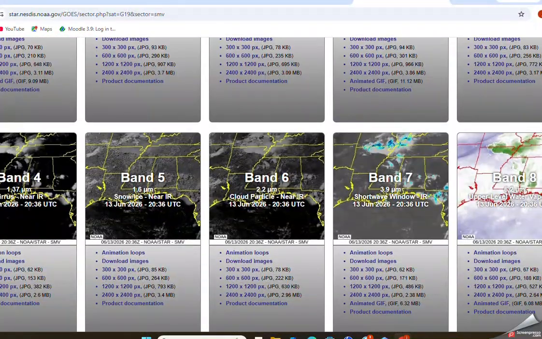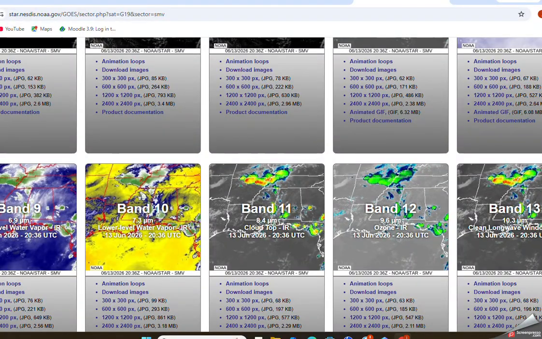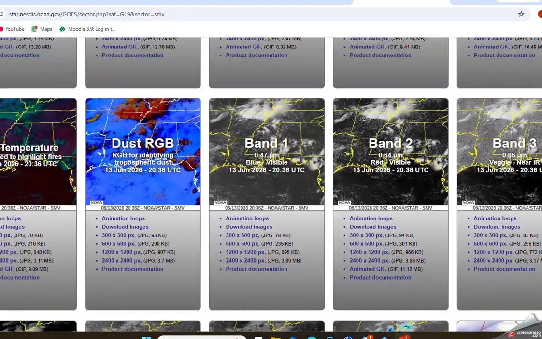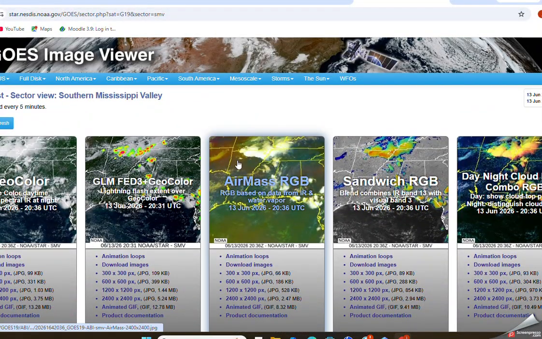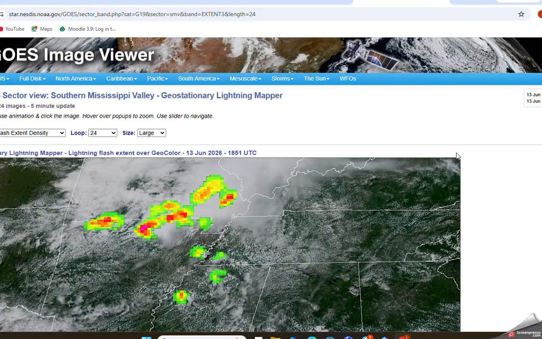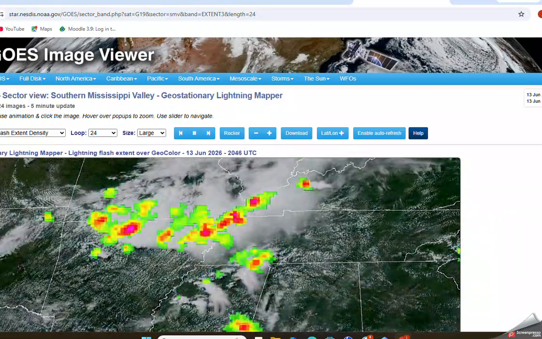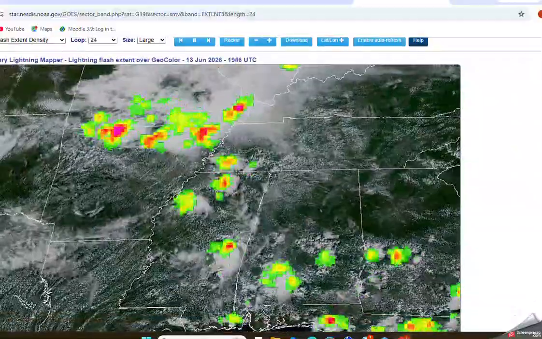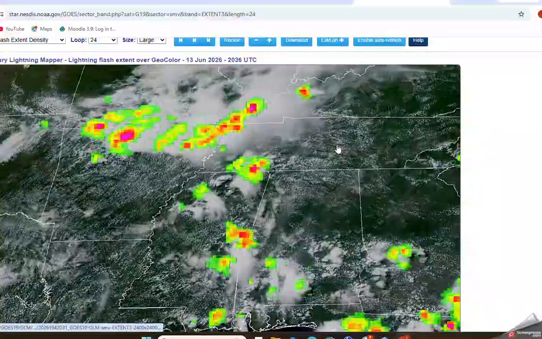I can look at a band of radiation coming out and see water vapor at different heights. I can look at another band and actually see dust. And the one I'm just going to show you right now, we'll loop it here quickly, is just a visible satellite. In other words, if you were up in the sky and looked down, this is what you would see. However, another thing I can use for remote sensing is lightning data.